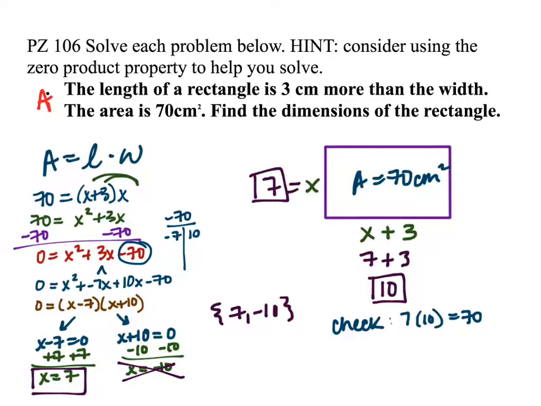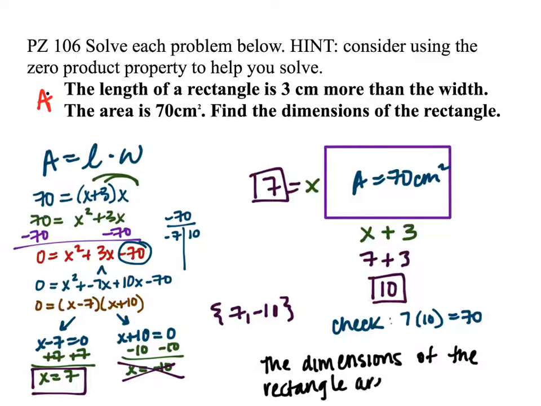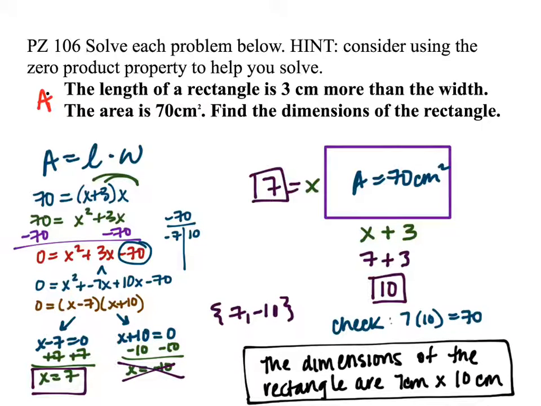So here I'm going to write a sentence to say the dimensions of the rectangle are 7 centimeters by 10. Oops, let's make that look like a 10 centimeters. Excellent. So now we've got this concept going, and we are going to head to the next one.